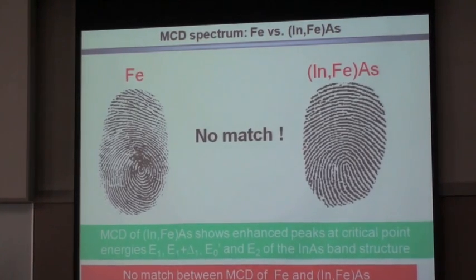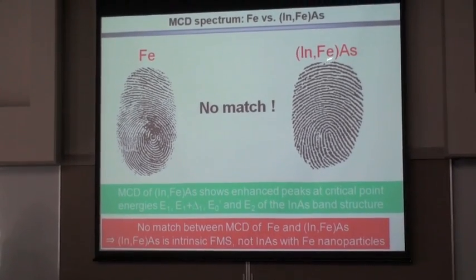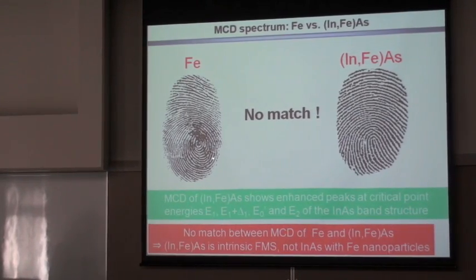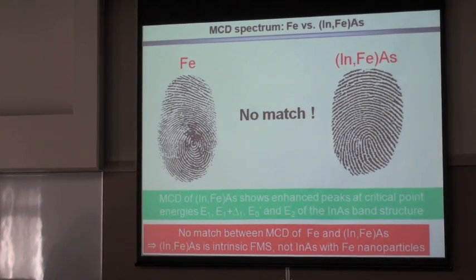So there's a very big difference between the two materials, iron and indium iron arsenide. So the MCD spectrum is like a fingerprint of a material. By investigating the spectra, we can judge whether the sample is an iron-related material or indium iron arsenide, a zinc blende semiconductor. So in our sample's case, indium iron arsenide is an intrinsic ferromagnetic semiconductor with a zinc blende type band structure, and the signal is not coming from iron-related nanoparticles.